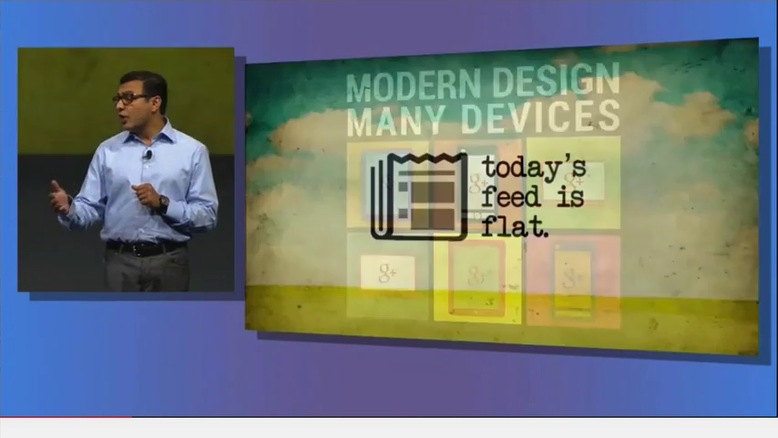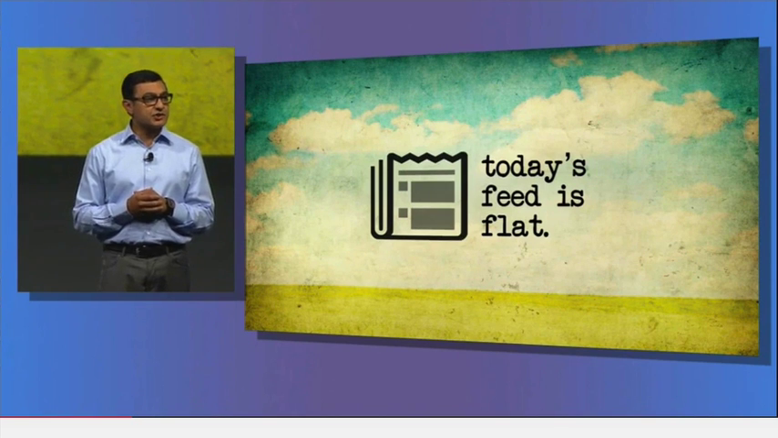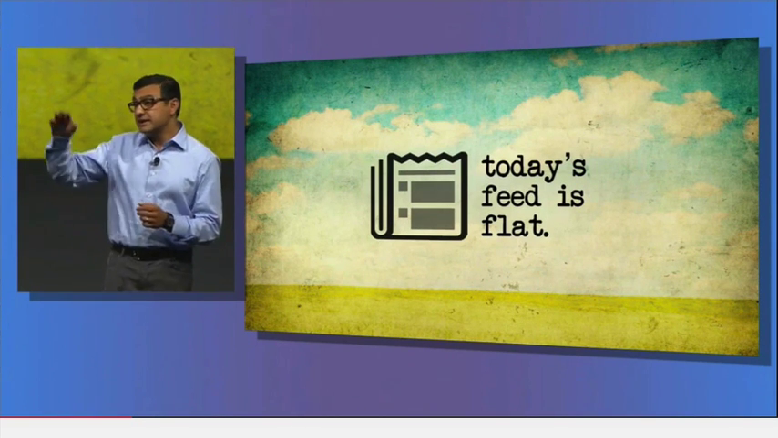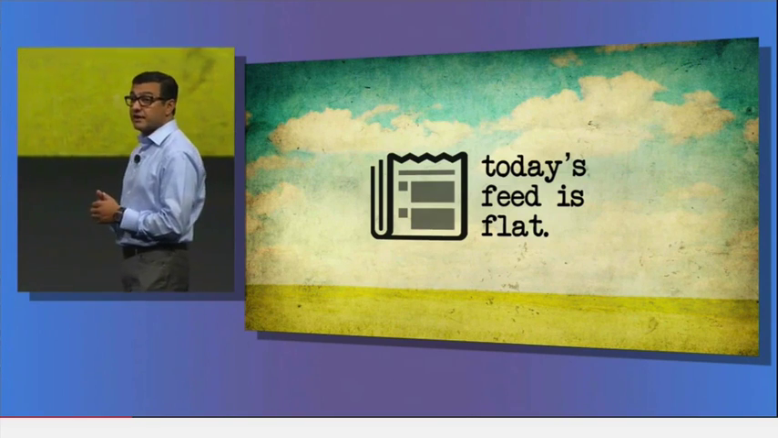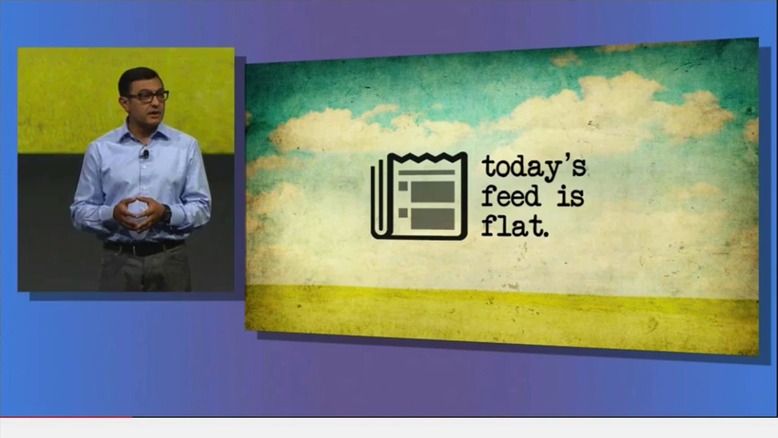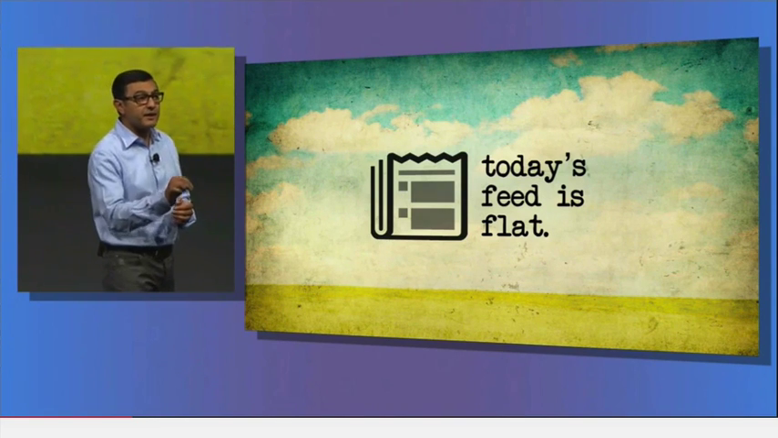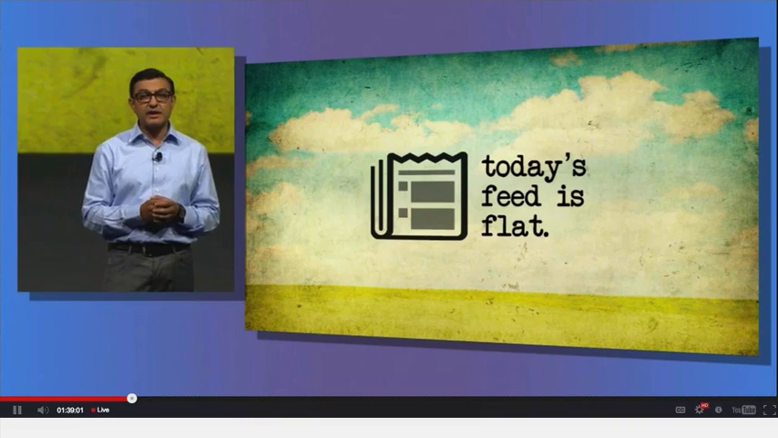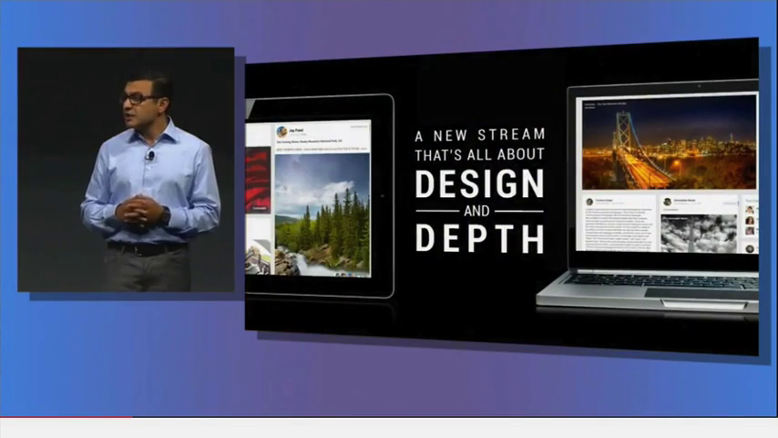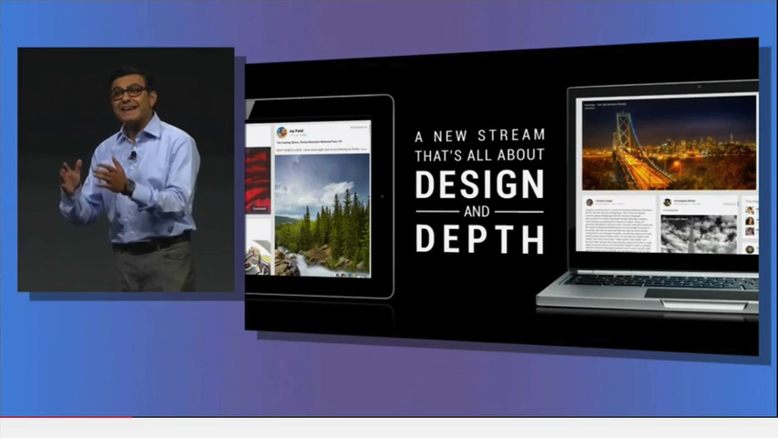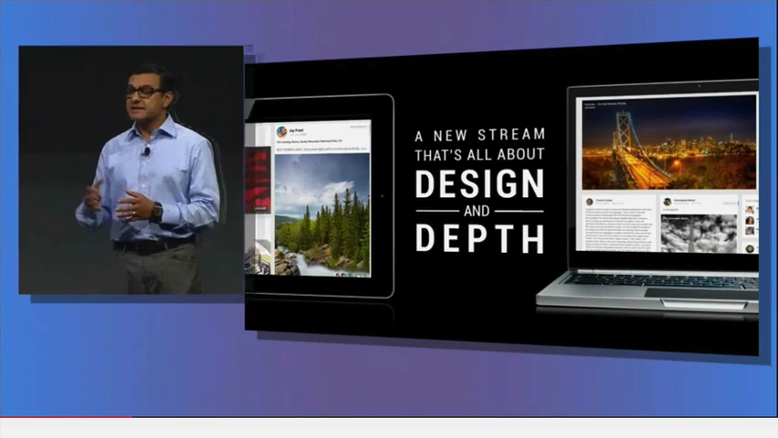We're also fixing a long-standing problem with today's social streams, and that's they're flat. It's very easy to see a long list of things that have been shared with you, kind of like a never-ending newspaper. But it's nearly impossible to go deeper on a topic or interest that you might have, and we think we can fix that. So this new stream is about design and depth. Maybe the best thing to do is just show you.